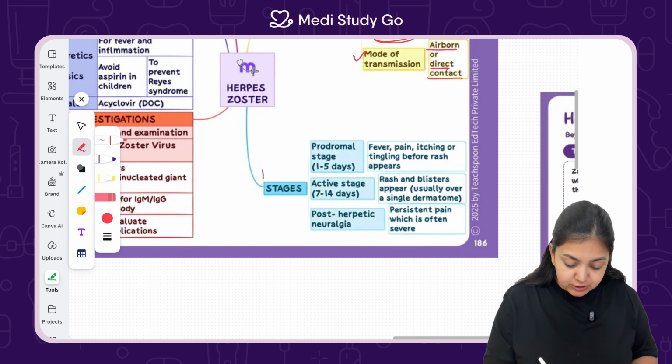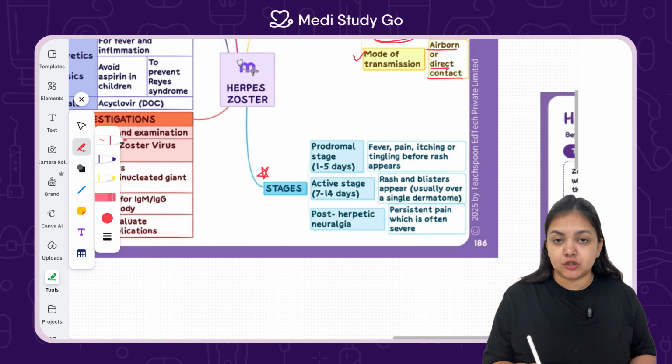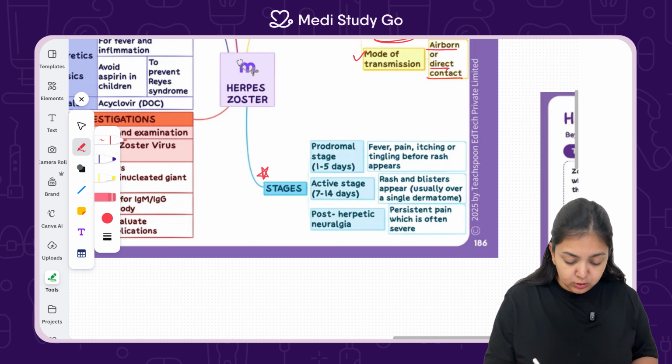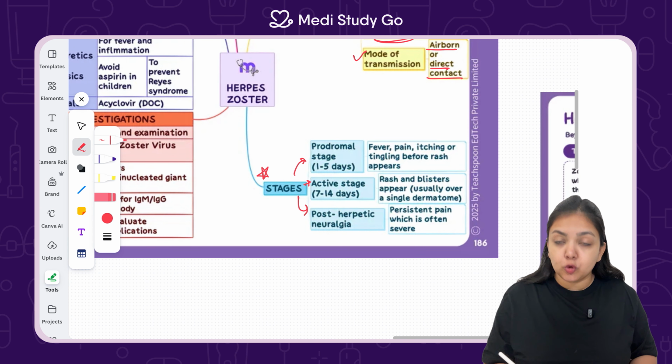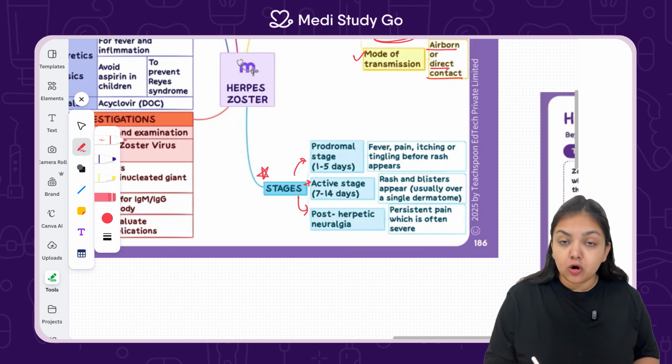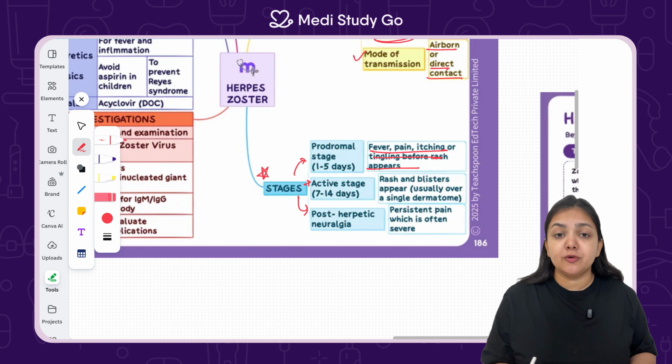The 3 stages of the herpes zoster infection include prodromal, active, and the postherpetic stage. So prodromal stage is when there is fever, pain, itching, and tingling, which appears before the rash. Herpes zoster infection is characterized by a rash which appears at 7 to 14 days.